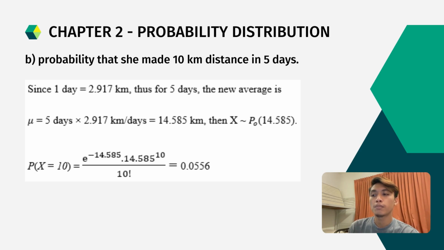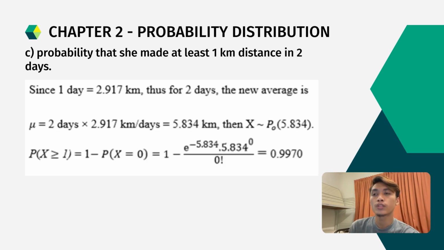The mean is multiplied by 5, which is 14.585 km. So it will be the new mean. And then just follow the Poisson distribution formula and put in the value, which is the x is 10 and the mean is 14.585, and we will get the answer of 0.0556. The mean of 2.917 multiplied with 2, and then the new mean is 5.834.